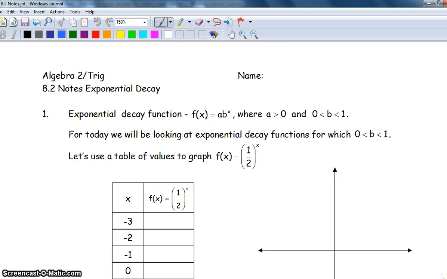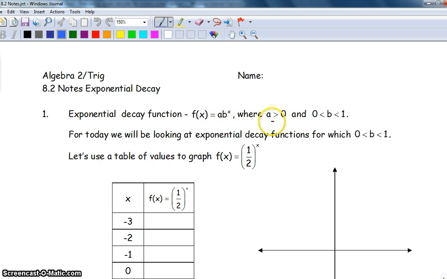Hello, today we're going to talk about 8.2, and 8.2 is about exponential decay models. Yesterday we talked about exponential growth, today we're going to talk about exponential decay. An exponential decay function is f of x equals a times b raised to the x power.